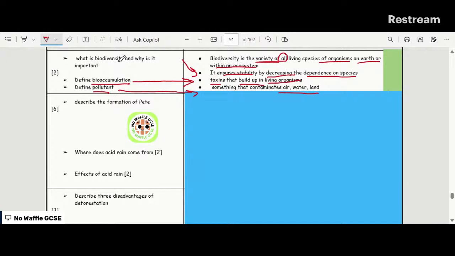So going over that again, biodiversity, the variety of all living things, of organisms, ensures stability by decreasing the interdependence on species. Bioaccumulation is toxins that build up in living systems, and so it's a negative term. And a pollutant is something that contaminates air, water, or land.